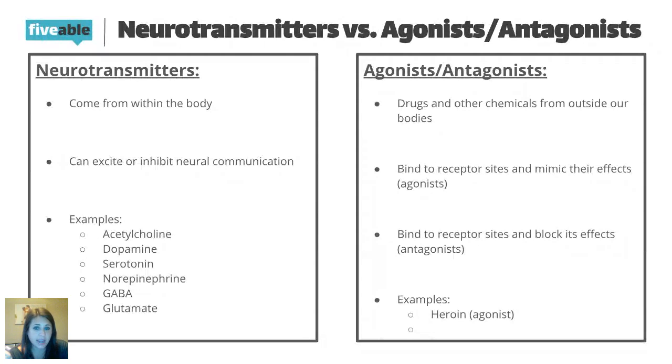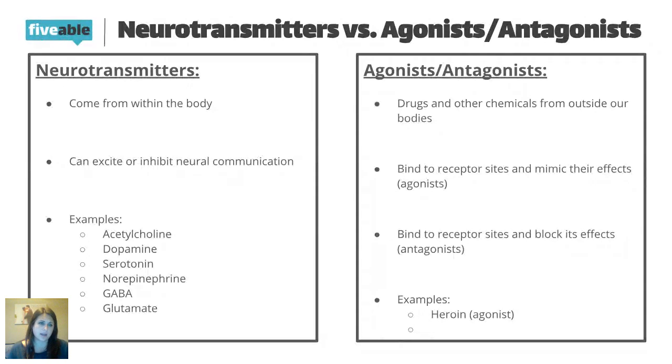Antagonists, on the other hand, still bind to the receptor sites, but they block neurotransmitters from actually binding on. And so they prevent neurotransmitters from doing what they want to do. If you know, an antagonist in a book is kind of like the bad person who's preventing the hero from doing what they want to do, then you could think that's what an antagonist does as well in the body. It blocks the neurotransmitters from doing what they want to do.